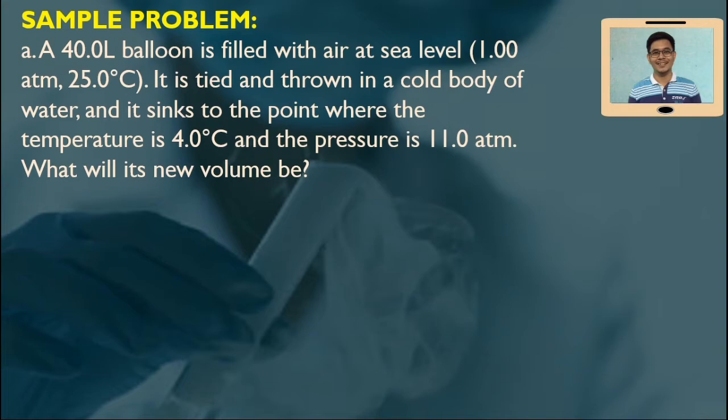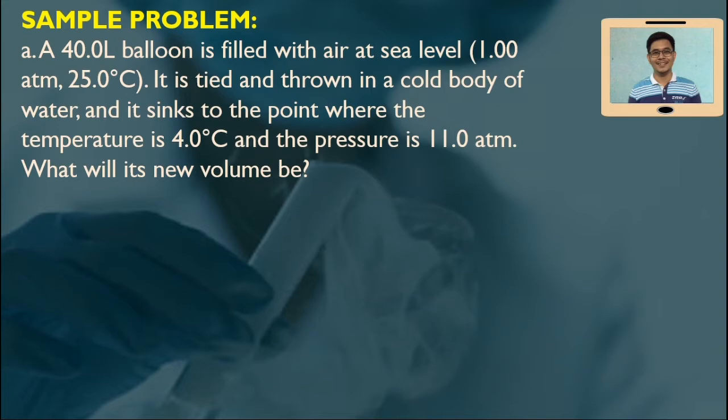This is also found in your module and you are tasked to copy the solution that I'm going to present. So here we have the sample problem. A 40.0 liter balloon is filled with air at sea level, which is 1 atmosphere, at 25 degrees Celsius, and it is tied and thrown in a cold body of water, and it sinks to the point where the temperature is 4.0 degrees Celsius and the pressure is 11.0 atmospheres. And the question is, what will its new volume be?